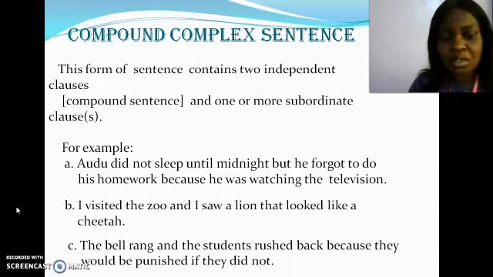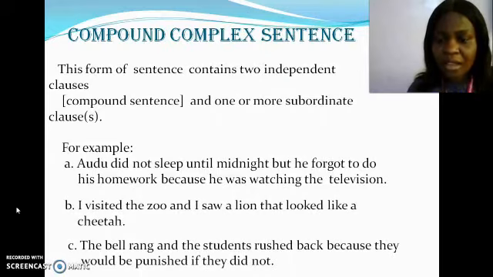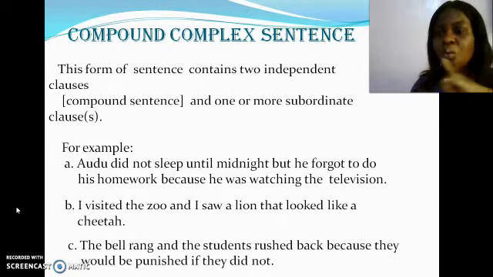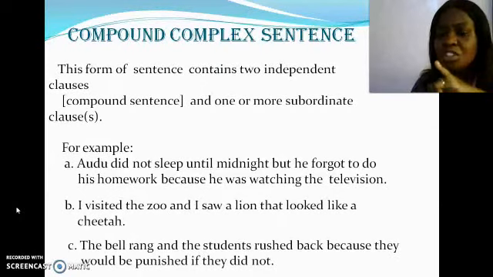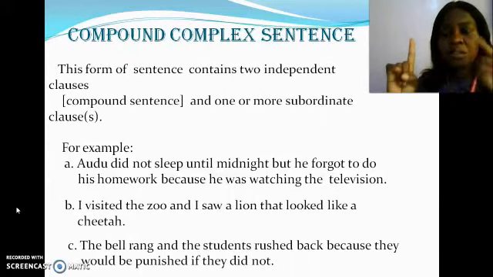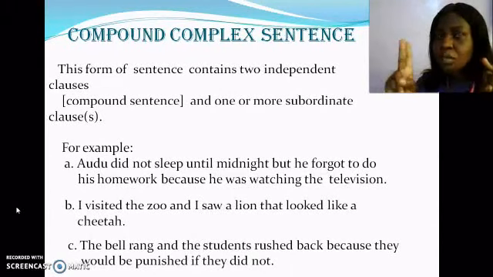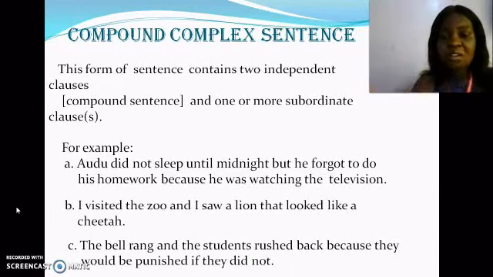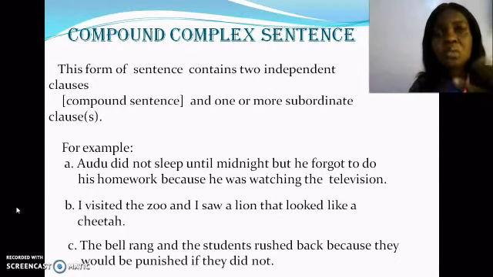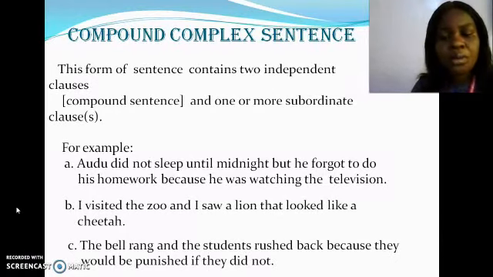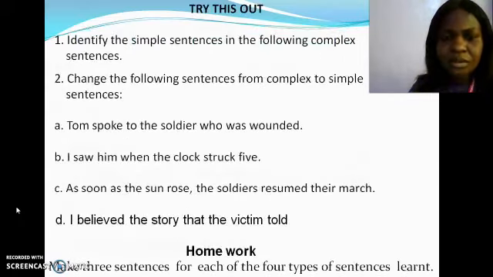I'll take the C sentence. The bell rang and the students rushed back because they would be punished if they did not. The bell rang, one simple sentence. The students rushed back, another simple sentence. Because they would be punished, one dependent clause. If they did not, another dependent clause. So we have, thank God, two simple sentences and two subordinate clauses, making the compound complex sentence.